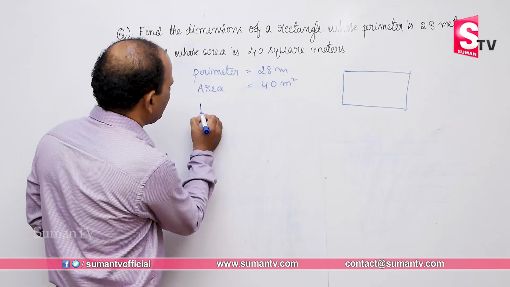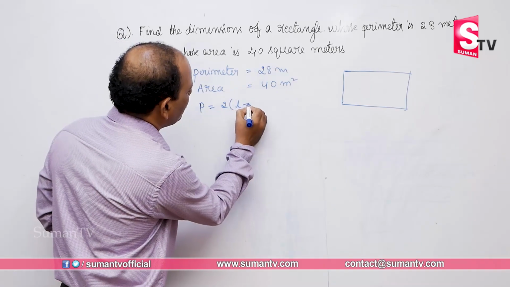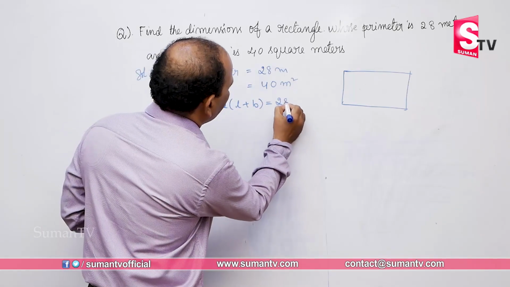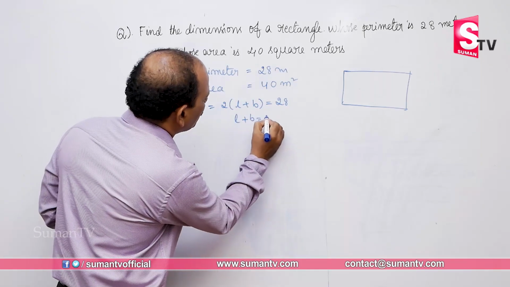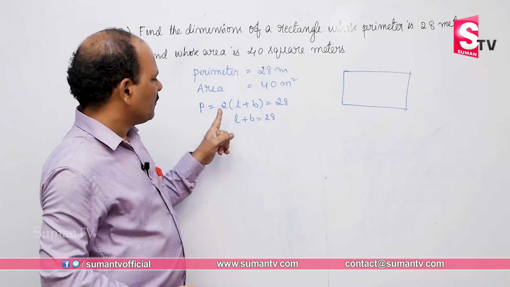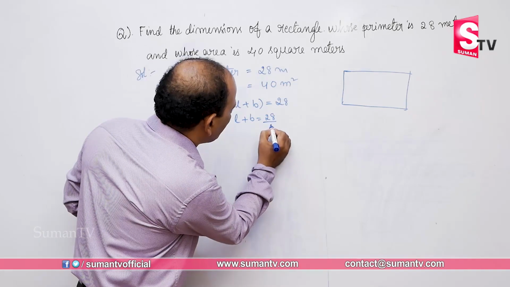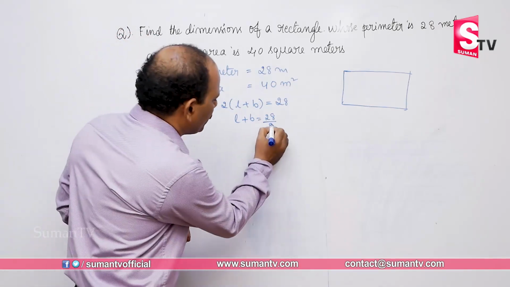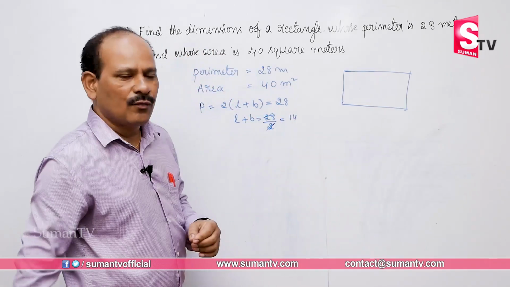What is the perimeter formula? The perimeter of a rectangle formula is 2 into (L plus B). That is given as 28 meters. So 2(L plus B) is equal to 28. Sending this 2 to the right side, whenever I send the 2 to the right side, it comes in the denominator's place. Now it is 28 by 2. After cancellation, L plus B is equal to 14.